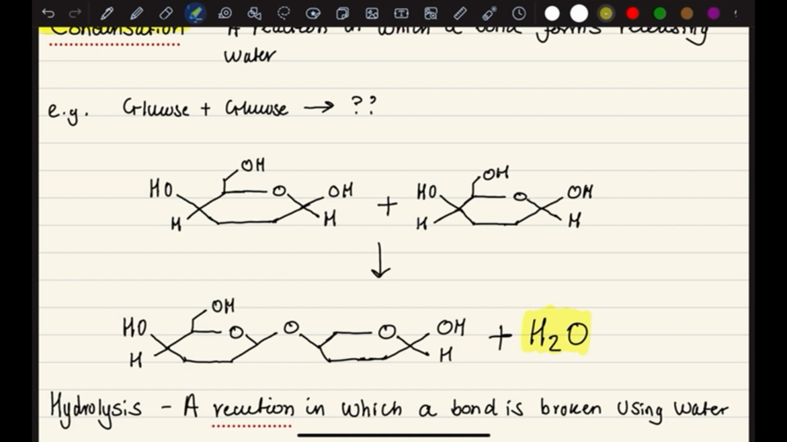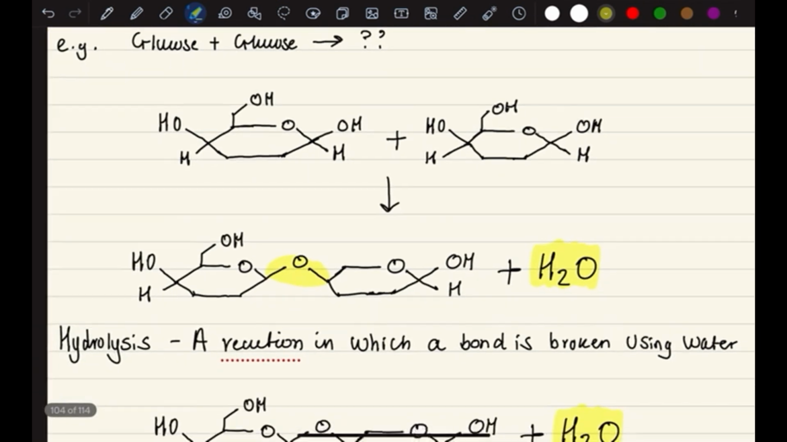They join together to make this disaccharide. But in that process, they also release water. So you can count up the oxygens, you can count up the hydrogens. You're going to see that it releases a water molecule in this condensation reaction. But you formed a bond. You formed this bond here. So that's why it's a condensation reaction.